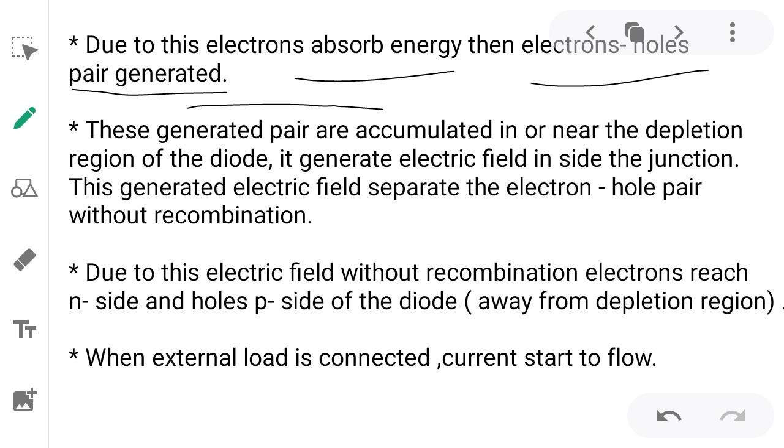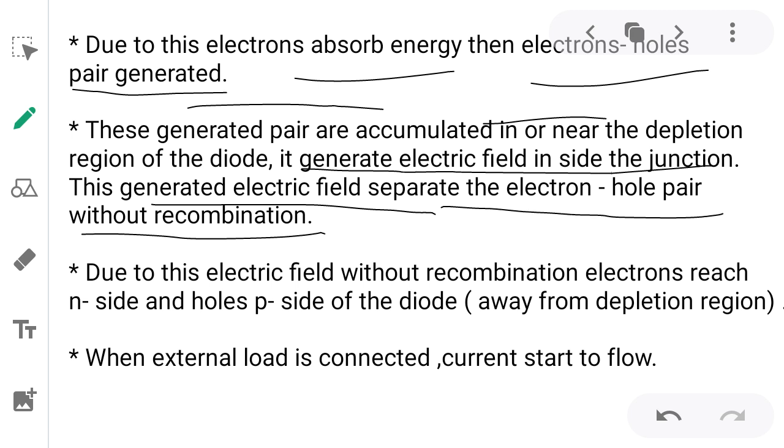Next point, these generated pairs are accumulated in or near the depletion region of the diode. Means the generated electrons and holes are collected inside the depletion region or near to the depletion region. This accumulation of the charge carriers generates an electric field inside the junction. This generated electric field separates the electron hole pairs without recombination.